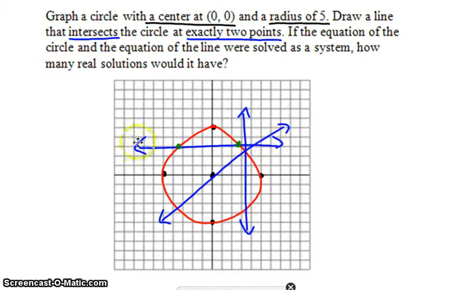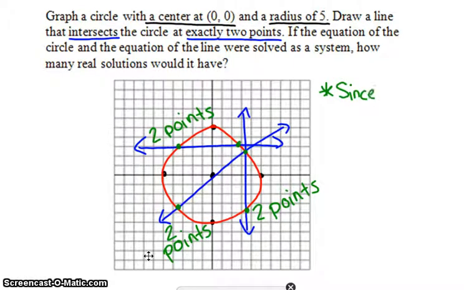Okay, so now let's figure out about our points. So the top one with our circle has 2 points of intersection. So let's do our vertical line next. We have one here and one here. So that's also 2 points of intersection. And then our diagonal line, we have the point here and the point up here. It also has 2 points of intersection. So basically, we can sum up that a line that intersects the circle at exactly 2 points is going to have 2 real solutions.